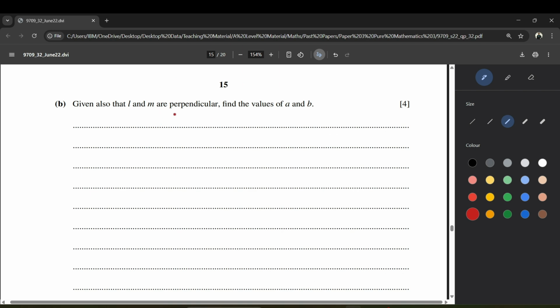Given also that L and M are perpendicular, find the values of a and b. Now we know that L and M are perpendicular. If they are perpendicular, what we know is that their scalar product, also known as dot product, will be equal to 0. So you should understand that when two lines intersect at 90 degrees, perpendicular means intersecting at 90. So if this is your line L and this is your line M, they intersect at 90 degrees. That is when we say that their scalar product is going to be equal to 0.